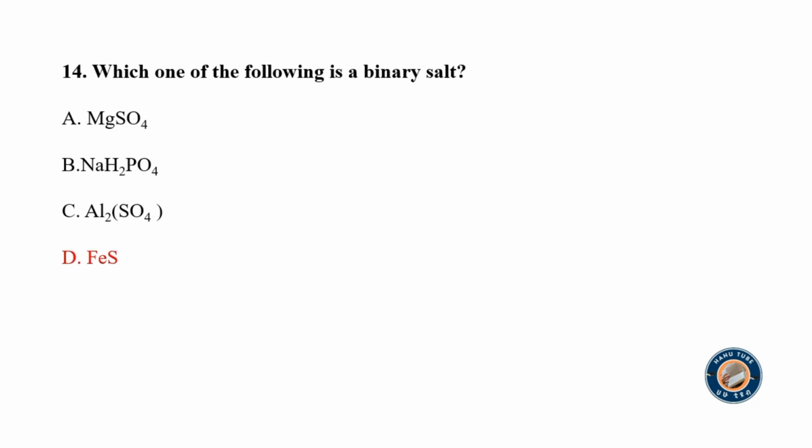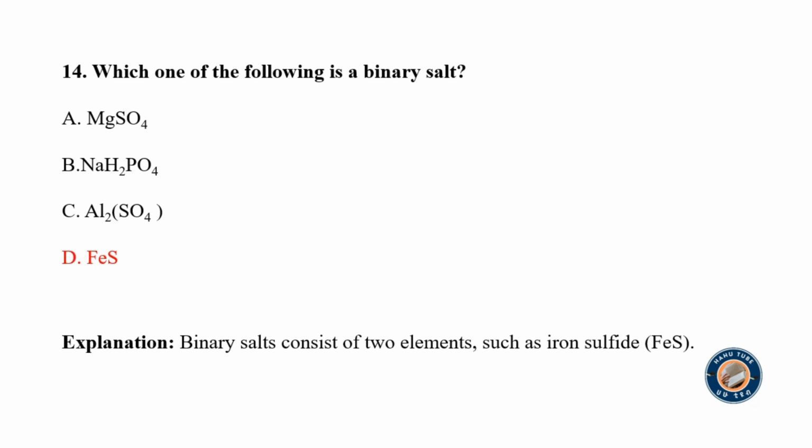The answer is iron sulfide. Binary salts consist of two elements, such as iron sulfide, where only iron and sulfur exist.